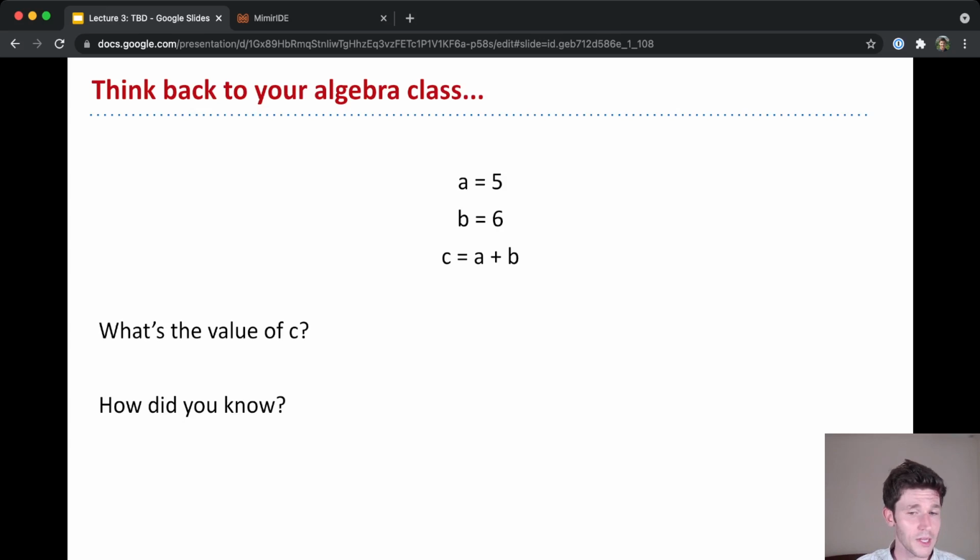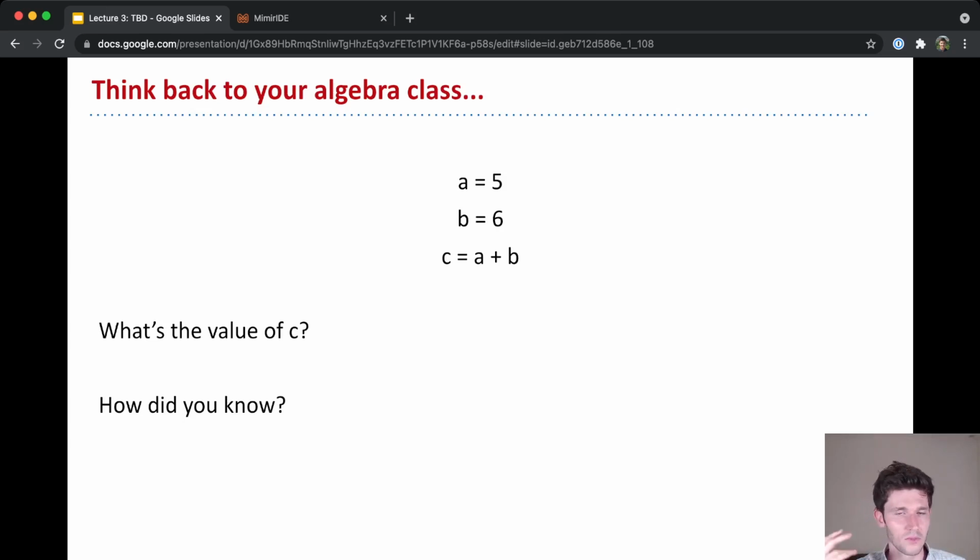You should be able to quickly tell me that the value of C is 11. And how did you know? Well, you added 5 and 6 together, of course, you got 11. But think about this a little more. How did you know to add 5 and 6 together? Because what the page actually says is A plus B.